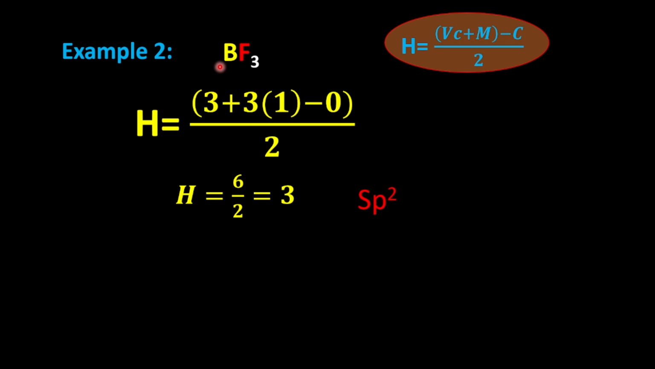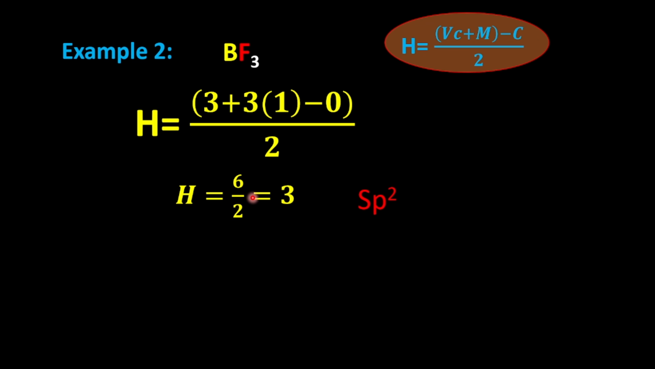Example 2. We have BF3. B here stands for boron. Boron has atomic number 5. The configuration is 2, 3. So the number of valence electrons in this will be 3 as indicated in the equation. F is also monovalent with a valency of 1. But the number attached to F is 3. And that is 3 times the 1.